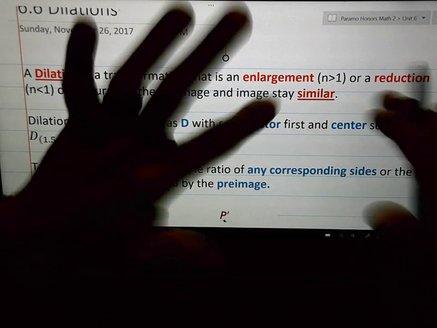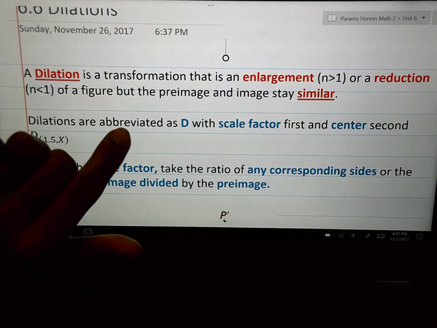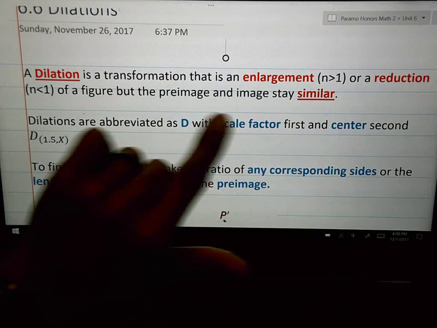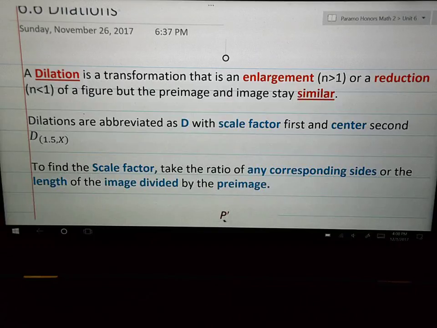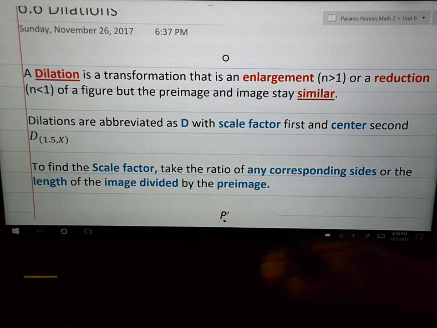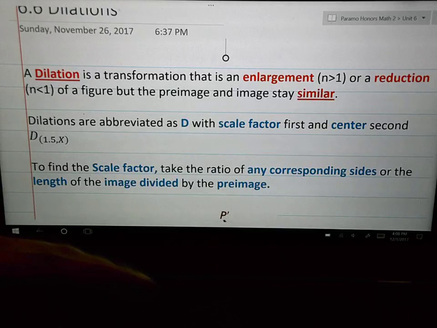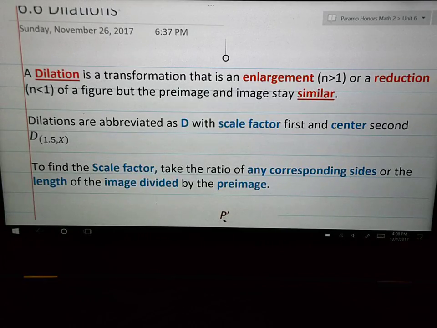Those are two really easy concepts. Just want you to know. But the pre-image and the image stay similar. What does that mean? That means this unit is all about similarity and proportionality. So that means if we have two similar shapes, their sides are going to be proportional and their angles are going to be congruent. That's the same for a dilation.